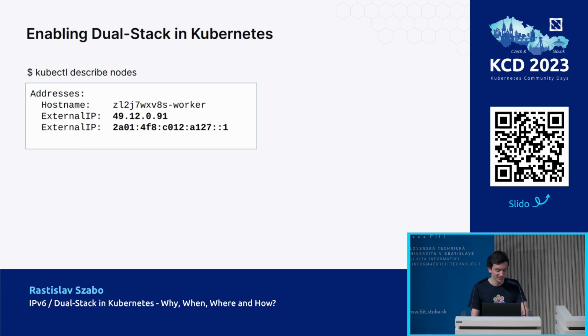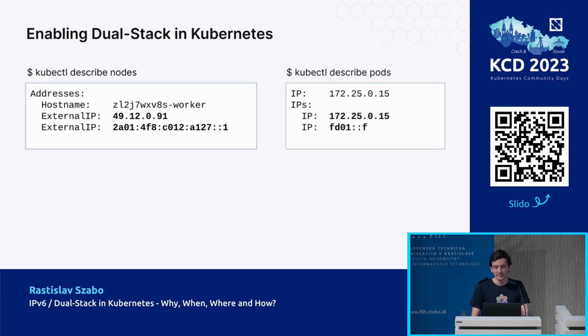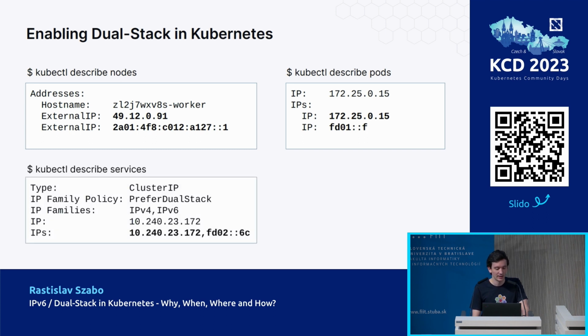Once DualStack is enabled in your cluster, if you describe your nodes, you would see that every single node in your cluster should have both an IPv4 and an IPv6 address. If you describe the pods, you would see at first look that the pod seems to have only a single IP address, but in fact, in the status of the pod, you would see both IPv4 and IPv6 addresses. And similarly for services, if you request a DualStack service, you would see that the service has both IPv4 and IPv6 addresses.